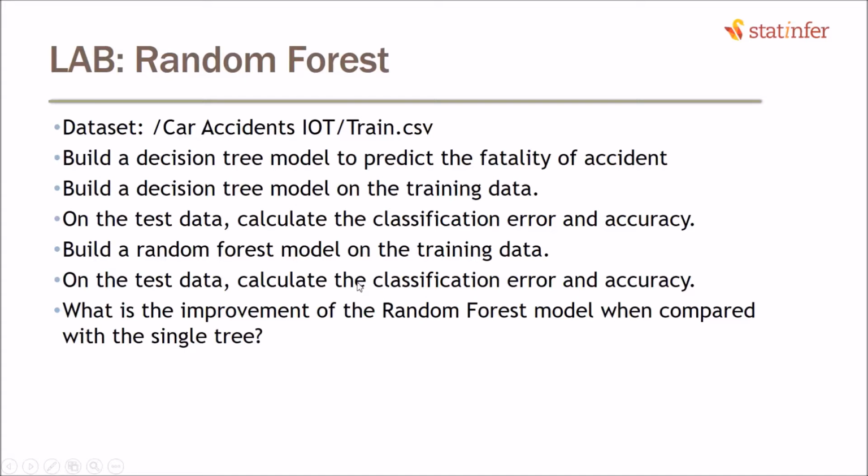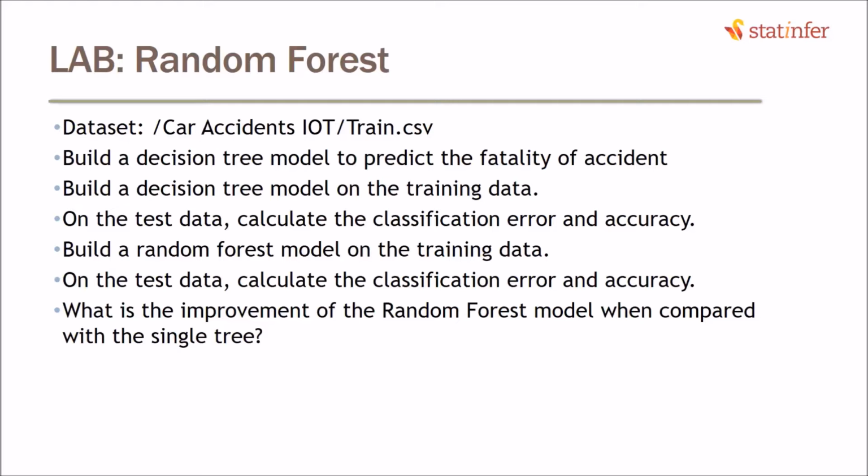Now let us see an example of random forest. So we will download a data set called car accidents IoT data. In that there are many variables, and then the output variable, whether there was an accident or not, and the rest of the predictor variables are sensors in the car. Build a decision tree model to predict the fatality of the accident, on the training data. So building the decision tree model is our final objective.